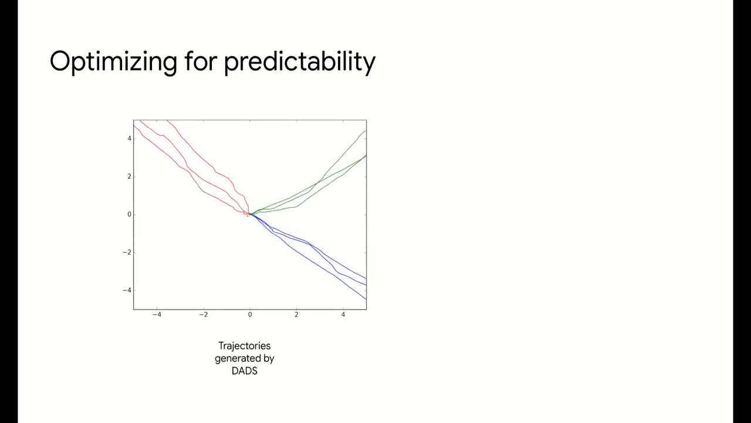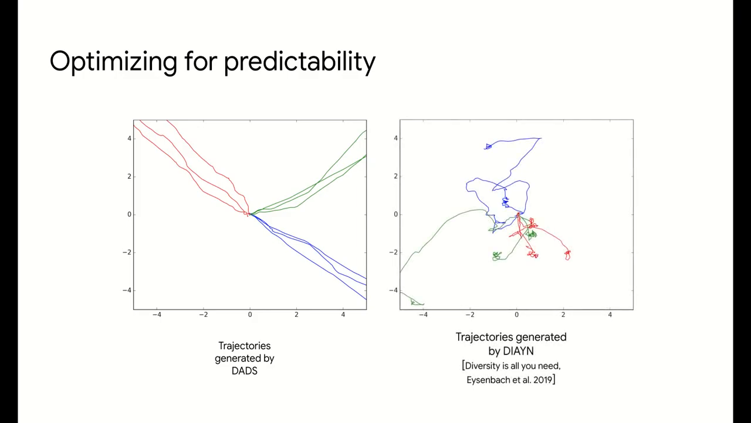We visualize the trajectories generated by the skills learned by Ant using DADS. Here, the same color represents that the same skill was executed. Compare this to the trajectories generated by skills learned via DIAYN, which shows significantly more variance. It's clear that DADS does improve the predictability of our skills.